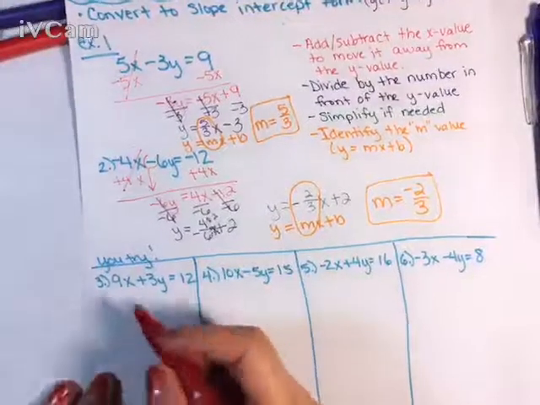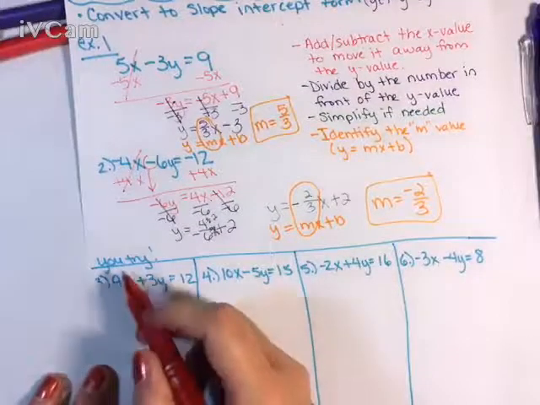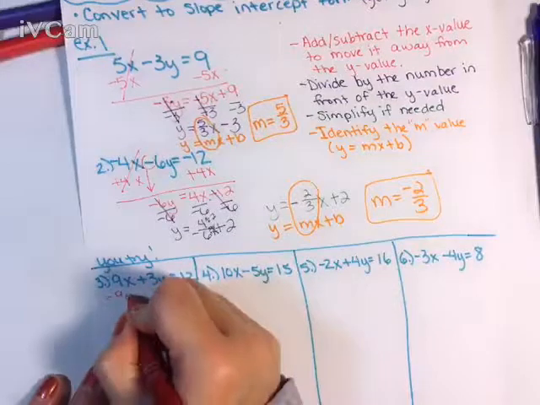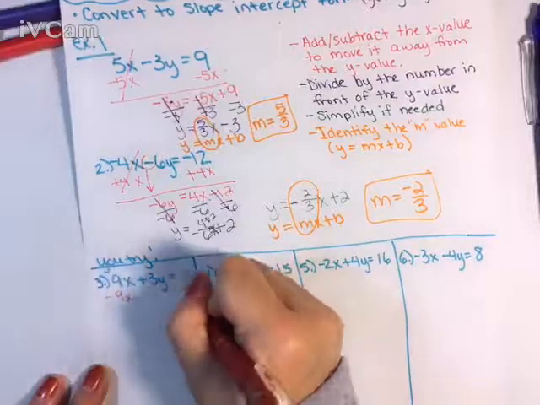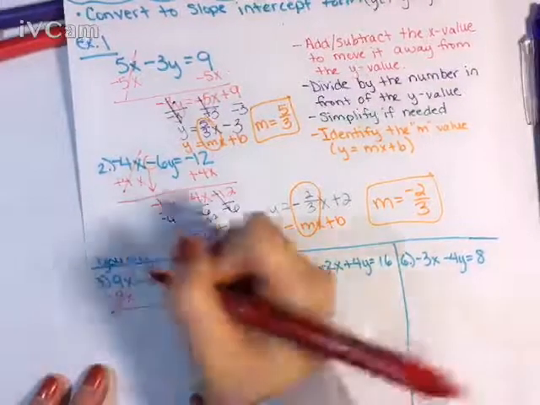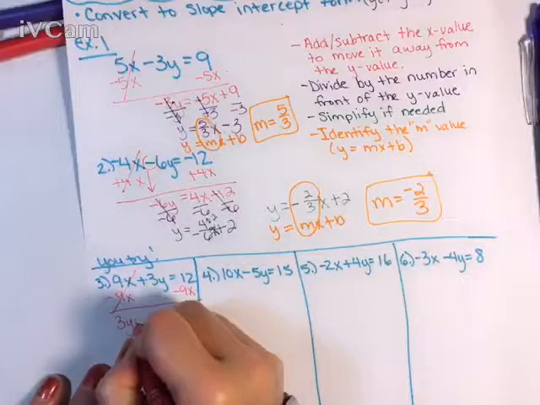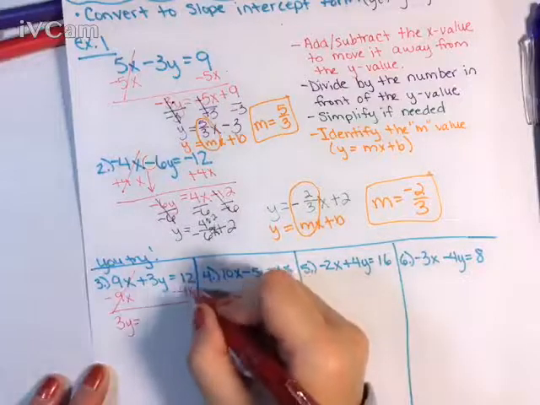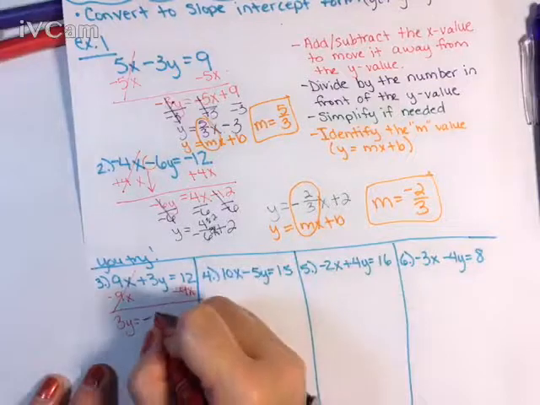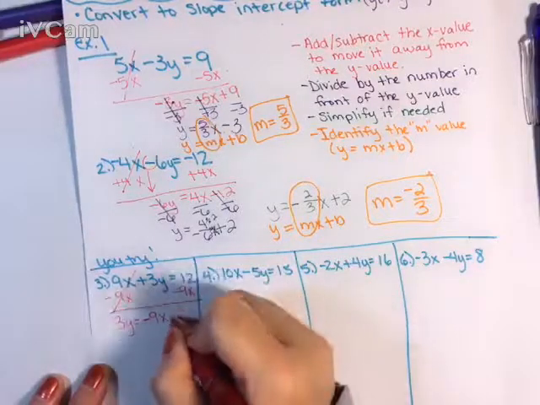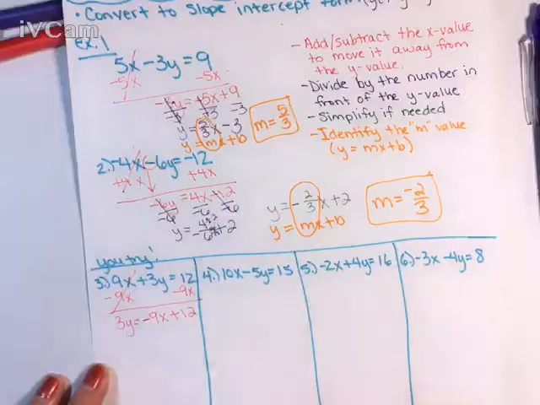Okay, so on number 3, we want to move the part with the x to the other side, so we're going to subtract that 9x from both sides. The 9's are going to cancel out. We have 3y equals. These are not like terms, so you're going to put the term with the x first, keeping the sign on it. The 12 is positive, so we're going to have plus 12.